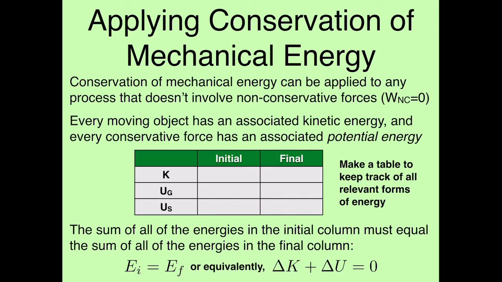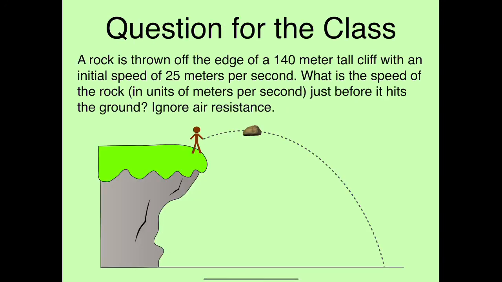Equivalently, we can say delta K plus delta U is equal to 0, but you might have multiple delta Ks if you have multiple moving objects. You might have multiple delta Us if you have multiple forms of potential energy. Okay, so let's take a look at an example where we can start to put these ideas to use.